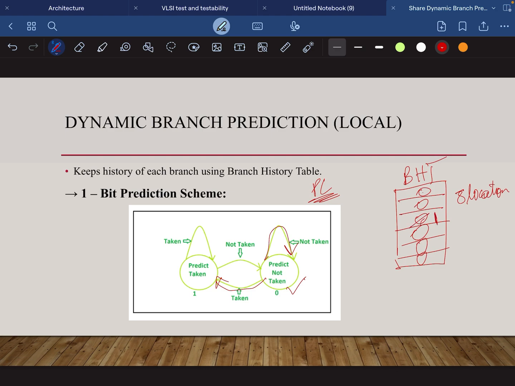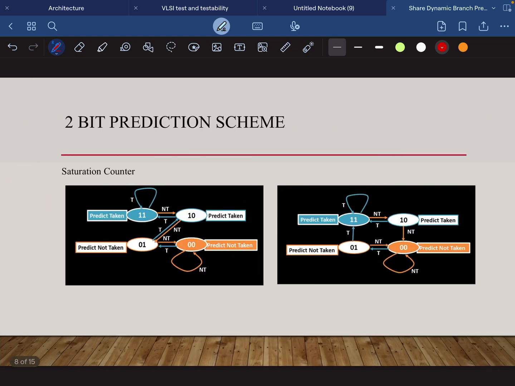Again, if the same location is accessed again, it assumes that the branch prediction is taken. In the execute stage, the actual outcome comes. If the branch is taken, it remains in the same state, or if it is not taken, it goes into the next state. The disadvantage of using the 1-bit prediction scheme is that there is only 1 bit, which is toggled every time an outcome comes. That's why we go for the 2-bit prediction scheme. In this 2-bit prediction scheme, there are two kinds.